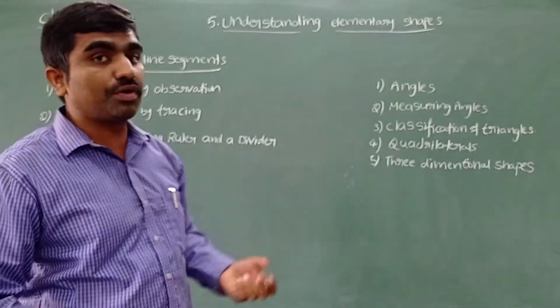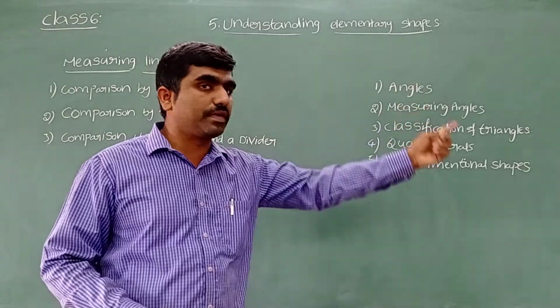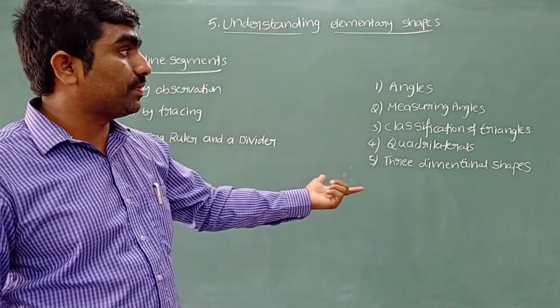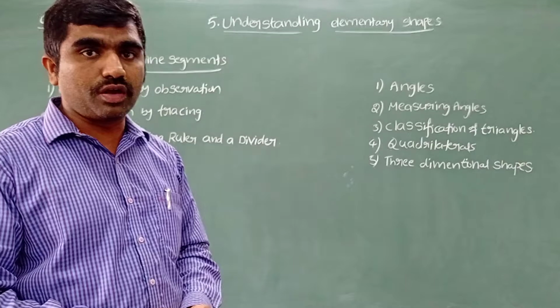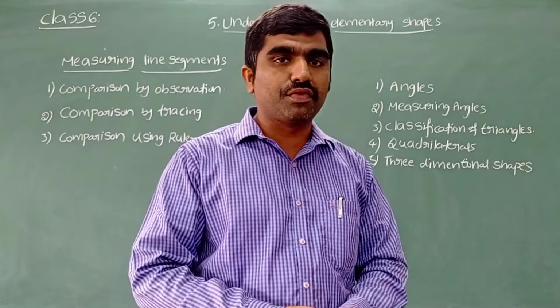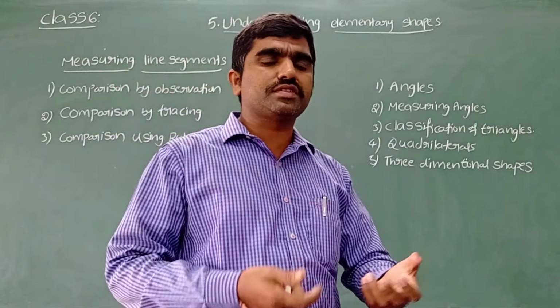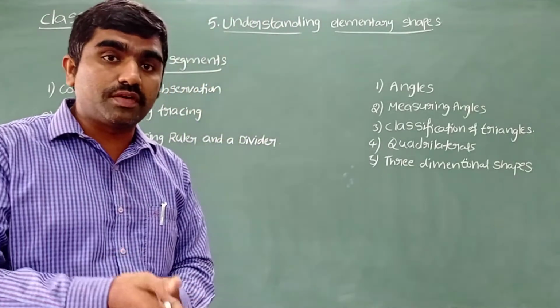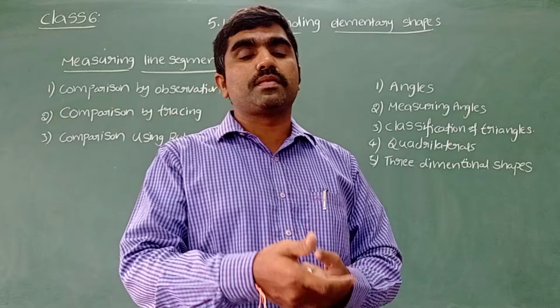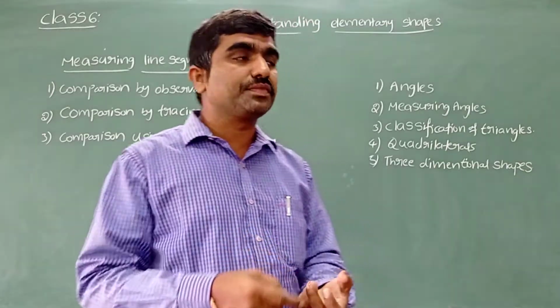Like if you see this board, which is bounded by four line segments. The top of the board is a four-sided polygon. The top of the door is a four-sided polygon. Yes, we can see many objects in different shapes. Some of them are bounded by line segments, some of them are bounded by curved lines.